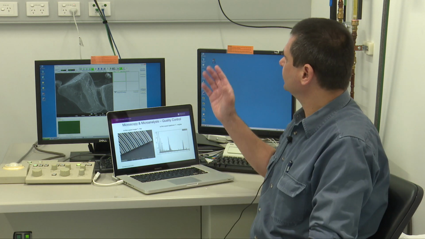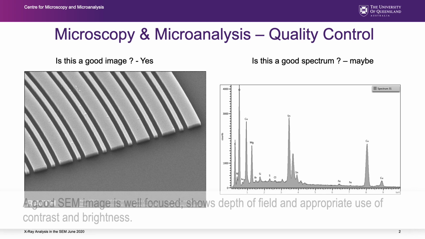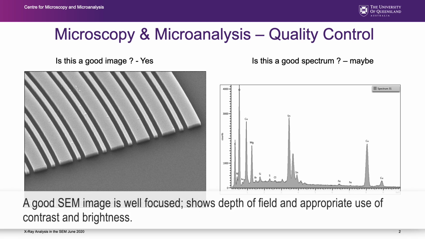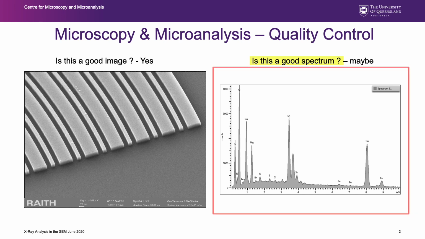If you look at the image on the left, and I were to ask you, even with hardly any training on SEM, is that a good or a bad image? Most people would answer, yes, it's a good image. And the reason is, it's well focused, it's got good depth of field, good brightness contrast. You can tell that's a good image, even without really knowing much about it, by the fact that it's not a blurry, bad image.